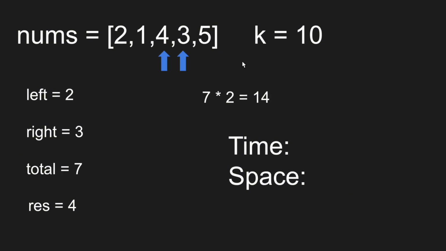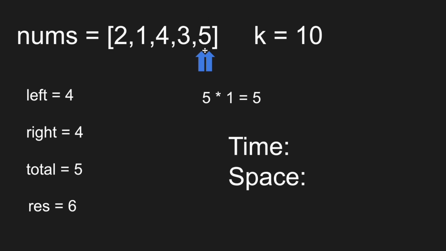7 times 2 is 14. It's not good, so we need to shift the left pointer. And by the way, when we shift the left pointer, we need to decrease the total by the value on the left. So 3 times 1 is 3, which is good, so we can add 1 to result. Now we shift the right pointer. The total is 8 times the length of 2 is 16, greater than k. It's not good, so we need to shift the left pointer. Now 5 times 1 is equal to 5, which is good, so we add 1 to result once again. And if we shift the right pointer, we would be at the end, so we can return 6 as our result.